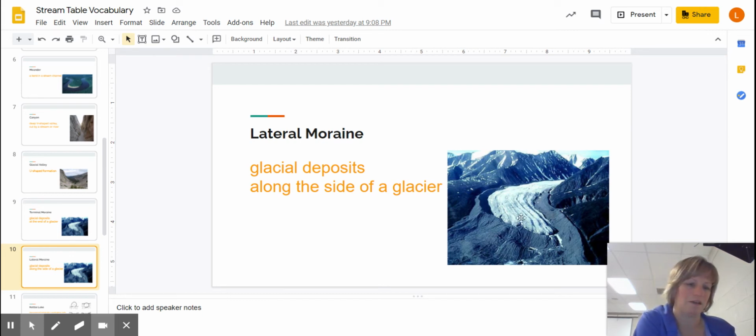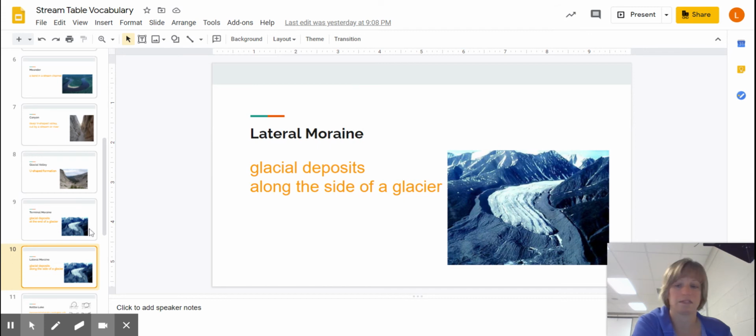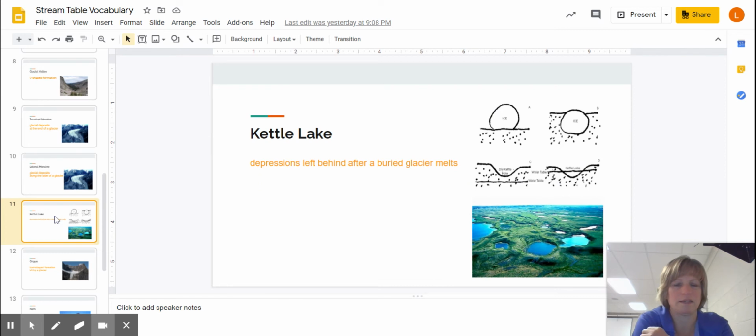We would be able to tell because these moraines, these sediment deposits, would be left to let us know where the glacier used to be. Okay, so here it is again. Terminal moraine at the end, lateral moraines along the side.